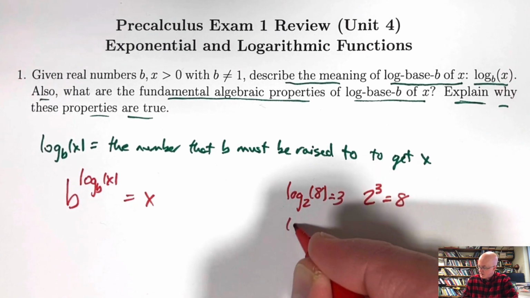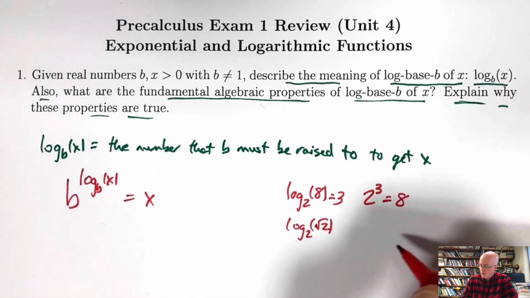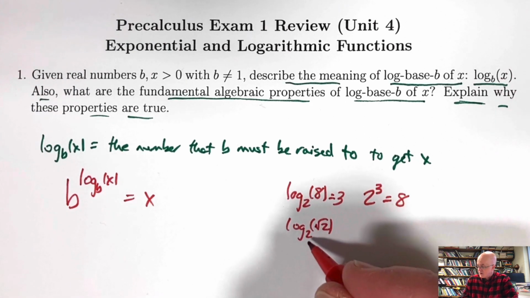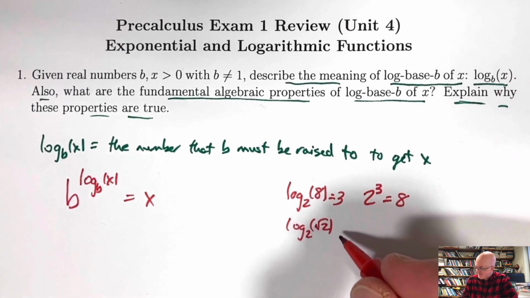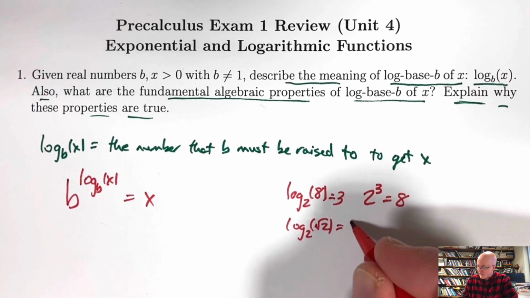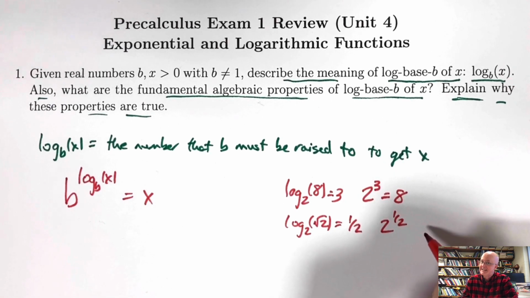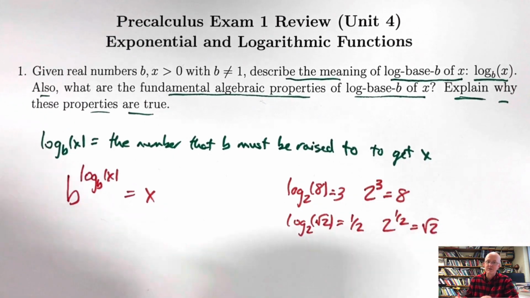As another example, what's log base 2 of the square root of 2? What number, this entire symbol represents again one number, should I raise 2 to get square root of 2? Lots of 2's in there. A little bit of thought reveals that the answer is 1/2. Why? Because 2 to the 1/2 by definition, this is a definition, is square root of 2. Now you can ask why that definition makes sense. That's beyond the scope of what we're doing here, but you should know that's true.